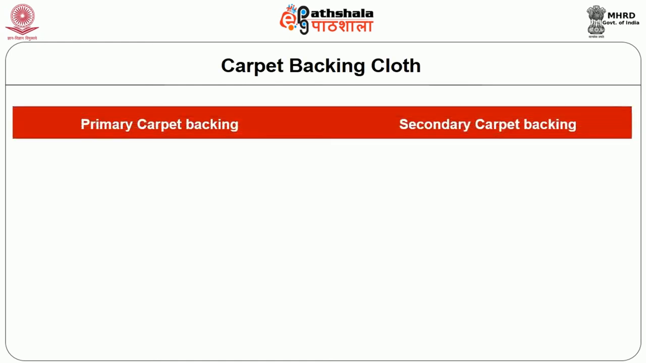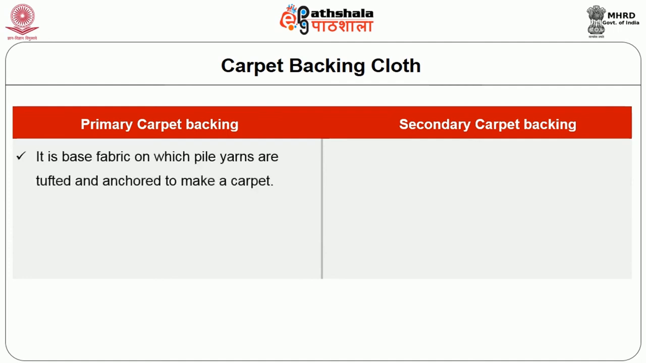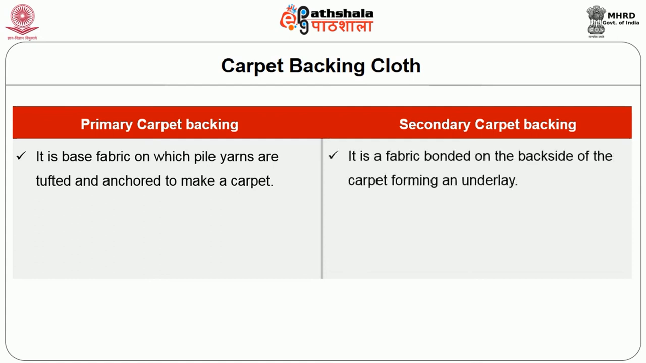Carpet backing cloth is classified into primary and secondary carpet backing cloth. The primary carpet backing is a base fabric on which the pile yarns are tufted and anchored to make the carpet, and the secondary carpet backing cloth is a fabric bonded on the backside of the carpet forming an underlayer. Primary backing is manufactured mainly from synthetic fabrics.